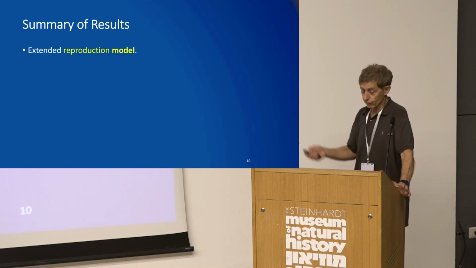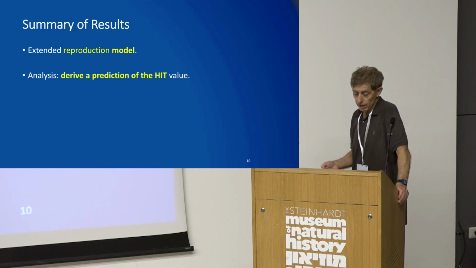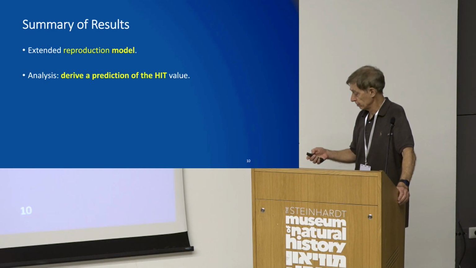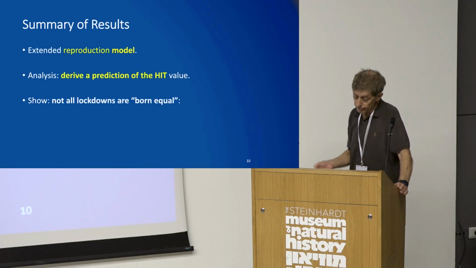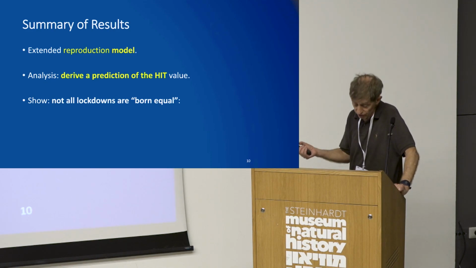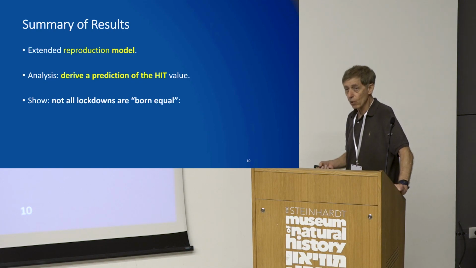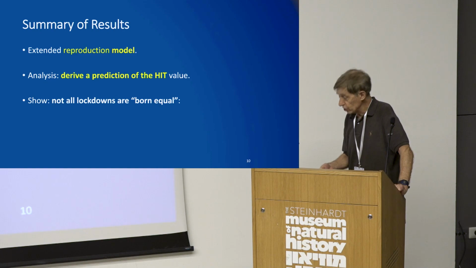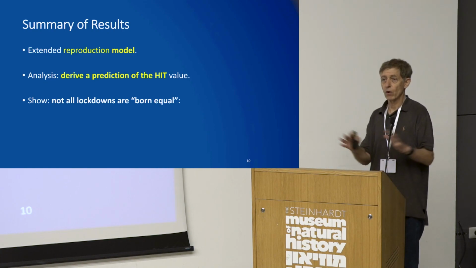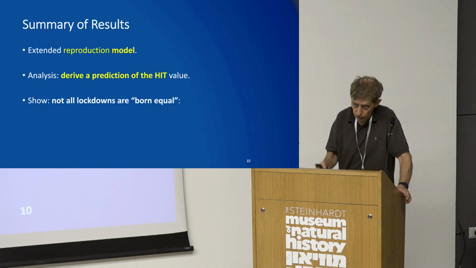Summary of the results of what we have here. First of all, we extended the reproduction model. Second, we analyze the model and derive the herd immunity under the model. And more interesting from my point of view, we analyzed lockdowns under this model. And what we showed is that not all lockdowns are born equal. Different lockdowns are different.